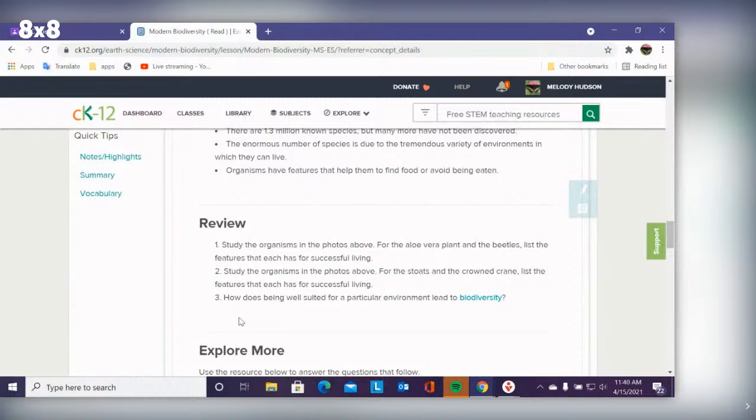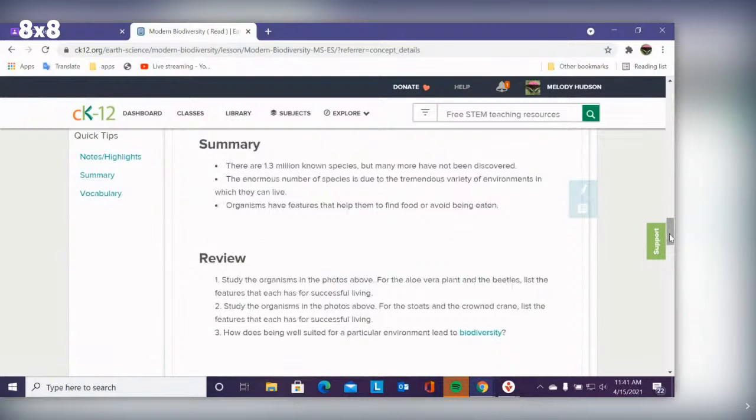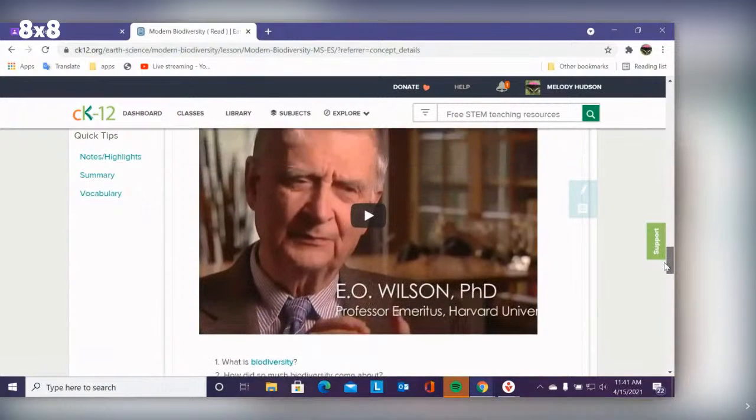And here it is. How does being well suited for a particular environment lead to biodiversity? It's quite simple. If you're suited to the environment, you can reproduce and thrive, right? If you're not suited to the environment, then the organism will do what? It will die off. And so that's how we get diversity, we get variety in our animal kingdom. So we're not going to watch that video because we've already seen it.